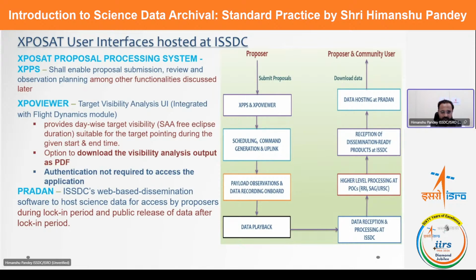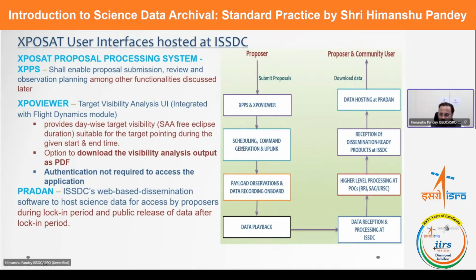It is like an integrated activity which provides day-wise target visibility suitable for target pointing during the given start and end time. There is an option to download the visibility analysis output. This is required. Why? Because we can check whether this particular satellite can see this source in this period or not. Based on that, we can make a proposal and submit it. This does not require any authentication, it is openly available. But for data downloads and proposal submission, you have to log in by registering.